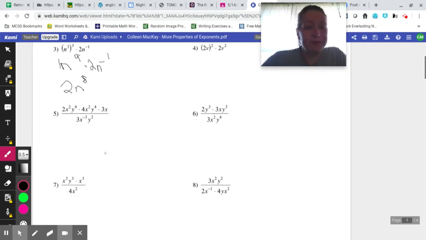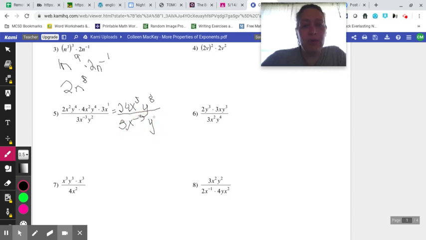Okay, question number 5. So first thing we're going to do is multiply going straight across. Okay, so 2 times 4 times 3. 2 times 4 is 8. 8 times 3 is 24. Okay, I have x to the second, x to the second, x to the 1. So I'm going to add my exponents. 2 plus 2 is 4, plus 1 is 5. So x to the 5th. Okay, and then y, I have y to the 4th, y to the 4th. So 4 plus 4 is 8. I haven't done anything with this down below, so I'm just going to recopy it.